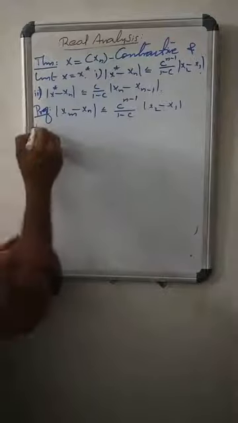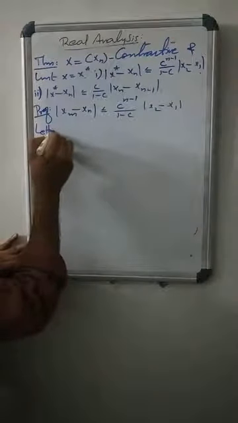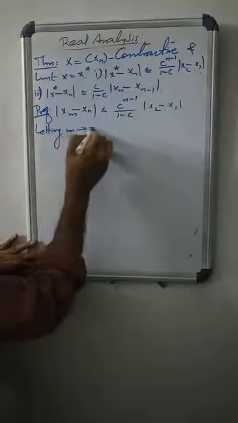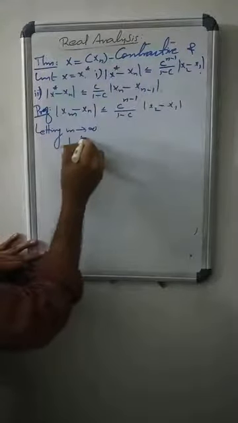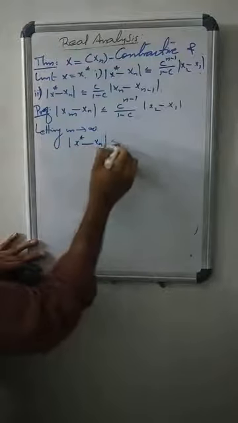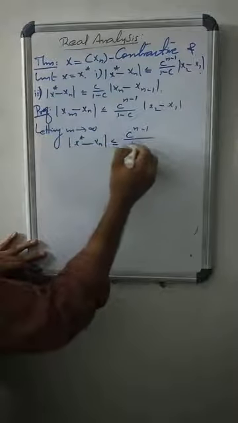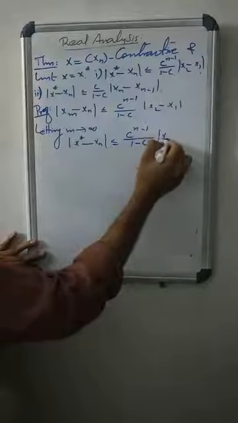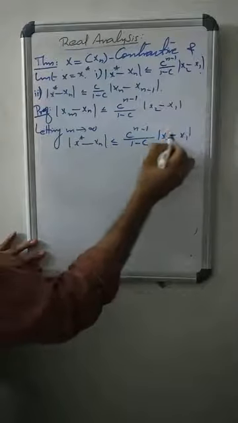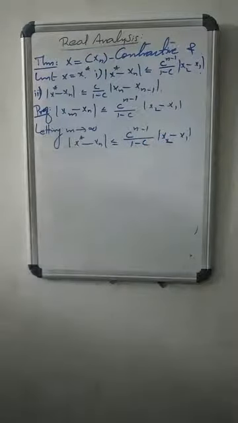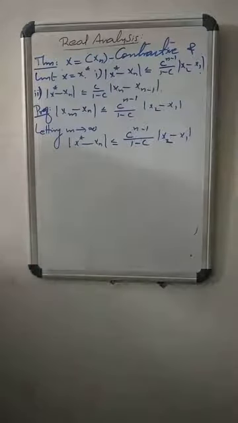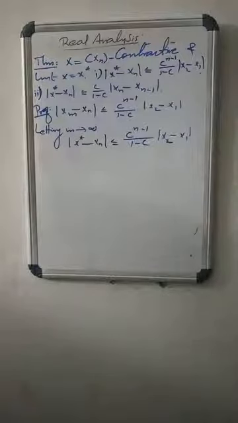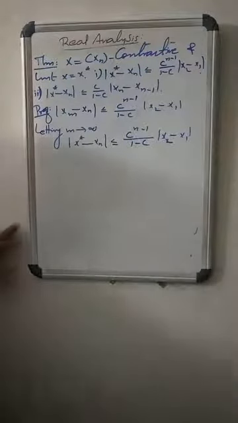So letting m tends to infinity, what is limit xm? It is x star. So it is modulus of x star minus xn less than or equal to c power n minus 1 by 1 minus c into modulus of x2 minus x1. So first part is finished. That is immediate from the previous theorem. Previous theorem says that every contractive sequence is a Cauchy sequence. Okay. Yes. How to prove the second part?